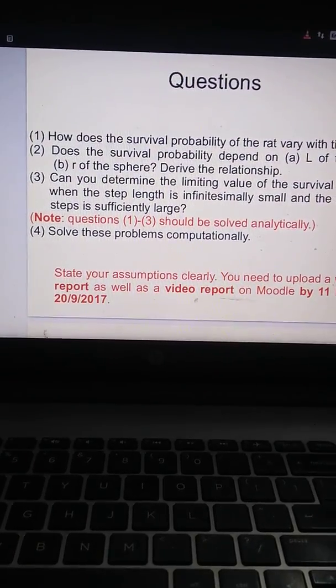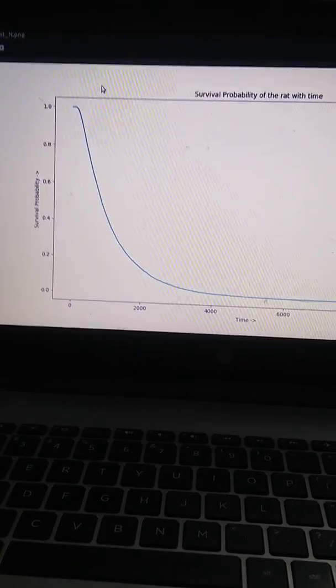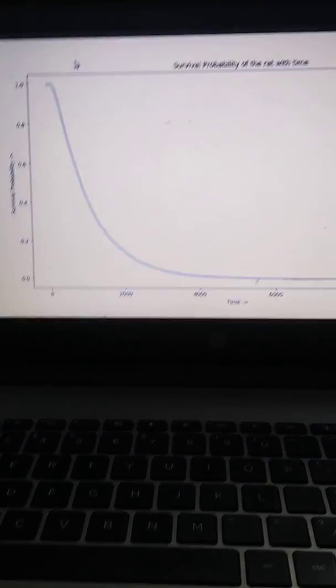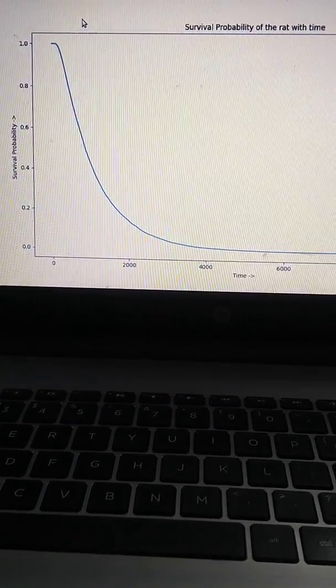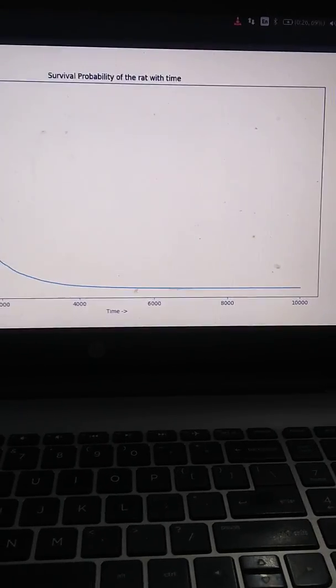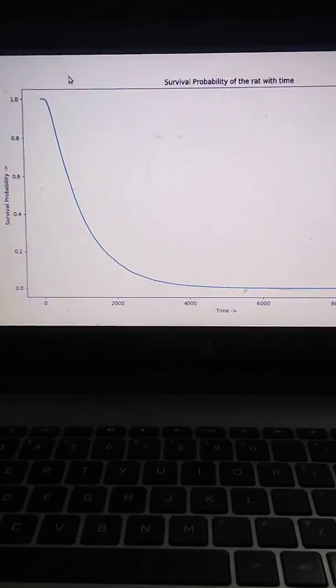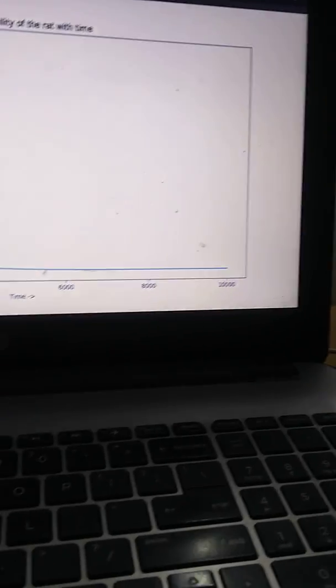Now for the fourth question, I'll solve these problems computationally, which means I'll show you the graph of how the probability varies with time. This is the survival probability of the rat in the first question, in which the rat and the cat were diametrically opposite in the grid. The survival probability starts at 1 at time t equal to 0, which is pretty obvious. As we found from my explanation that the probability of survival is inversely proportional to time, we have a decreasing function which will ultimately tend to 0 for a very large amount of time.